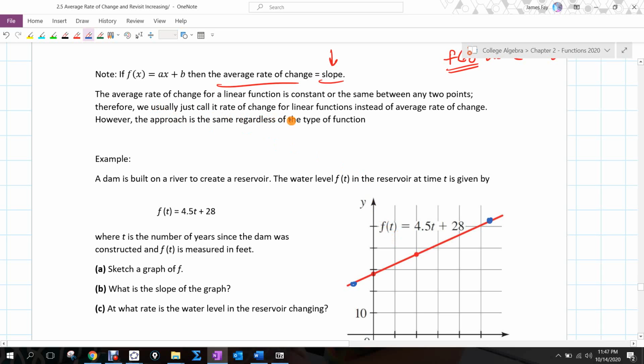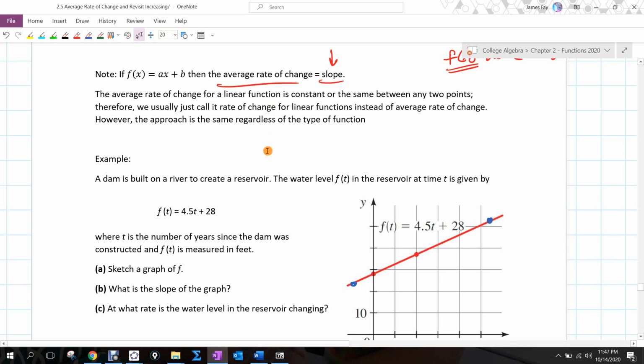So it says the average rate of change for linear functions is constant, or the same, between any 2 points. Therefore, we usually just call it the rate of change. It says for linear functions, instead of average rate of change, something like I said, we also call it slope. It says, however, the approach is the same regardless of the type of function.